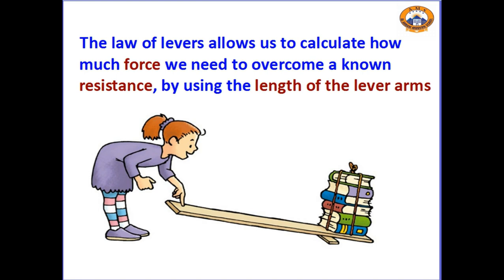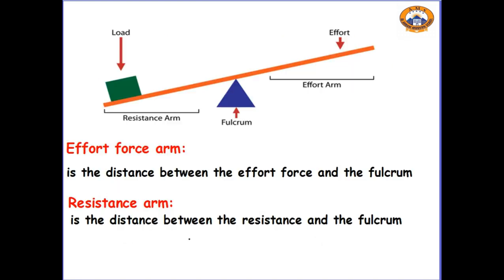What are the arms of the lever? Since we have two forces, effort force and resistance force, we have two arms: effort force arm and resistance arm. What is the effort force arm? It's the distance from the fulcrum point to the effort force, while the resistance arm is the distance from the fulcrum point to the resistance. The length of the arms is very important to determine if the lever saves effort or not.